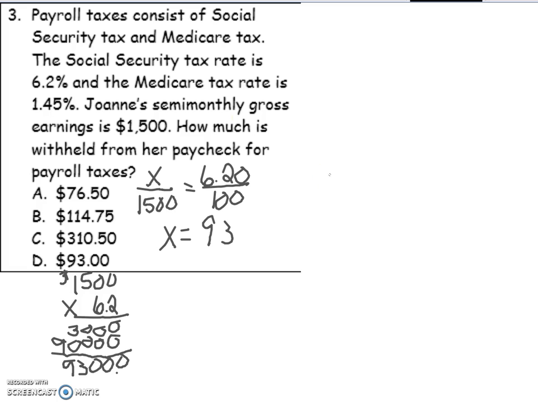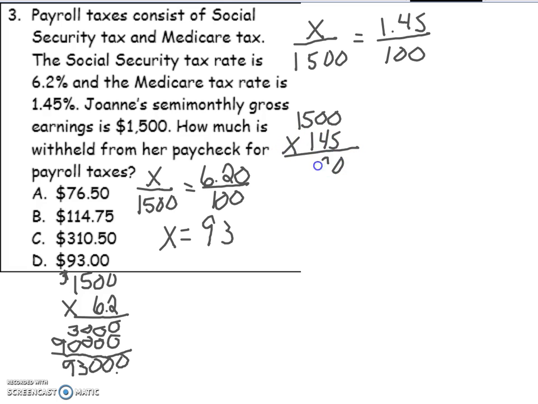as being withheld for Social Security. Now we got to figure out how much is withheld for Medicare. So x over 1,500 equals 1.45 over 100. Do the cross product rule.